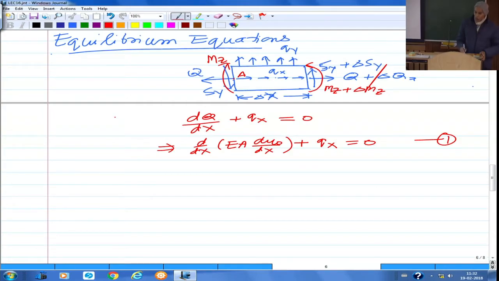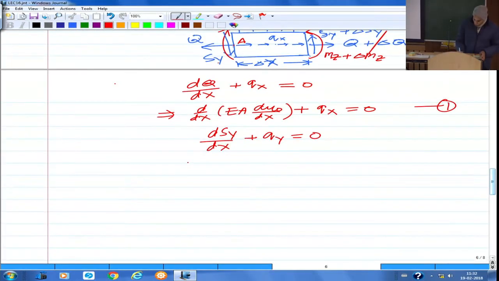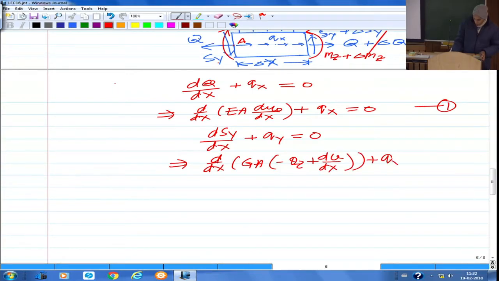The sum of the forces along y direction equal to 0 will give you sy plus delta sy minus sy plus qy into delta x equal to 0, which gives dsy by dx plus qy equal to 0. And now sy in terms of GA, since that is the shear strain, you can write this as d by dx of GA into minus theta z plus dv by dx, plus qy equal to 0.